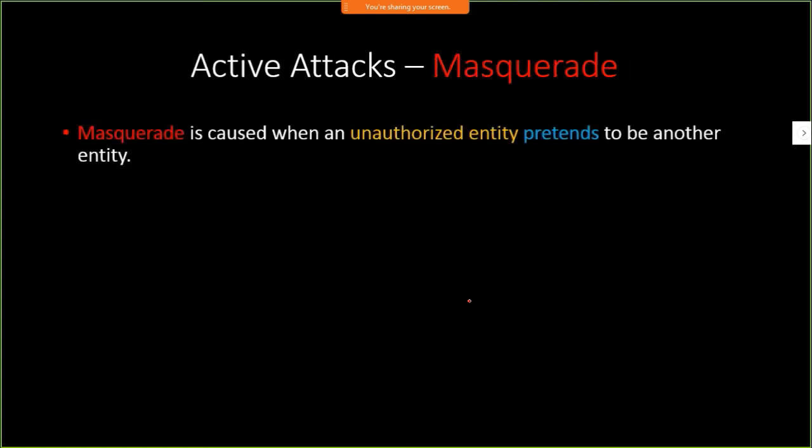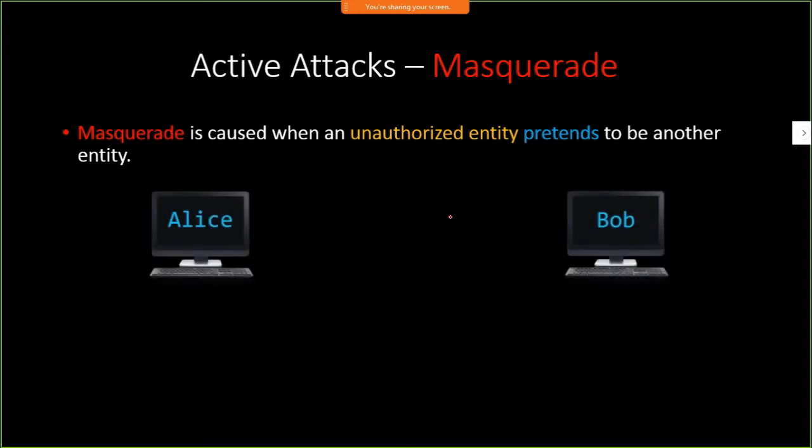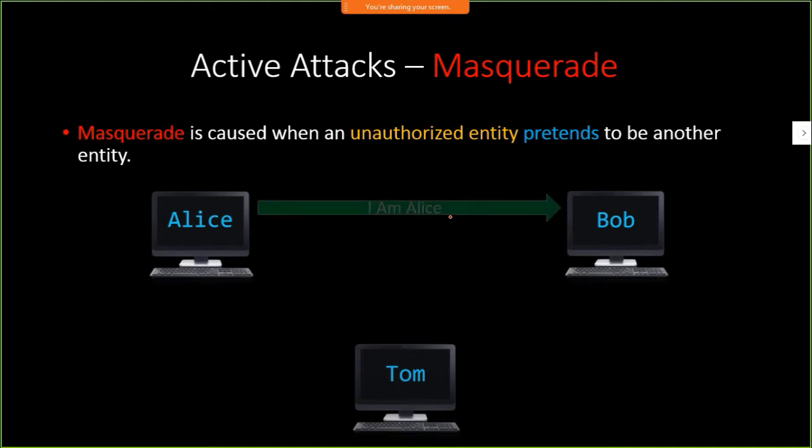What is a masquerade attack? A masquerade attack is caused when an unauthorized entity pretends to be another entity. Let's look at Alice and Bob. There are two users, and the third user is Tom.